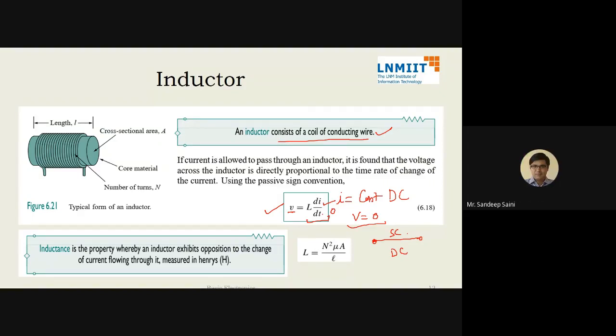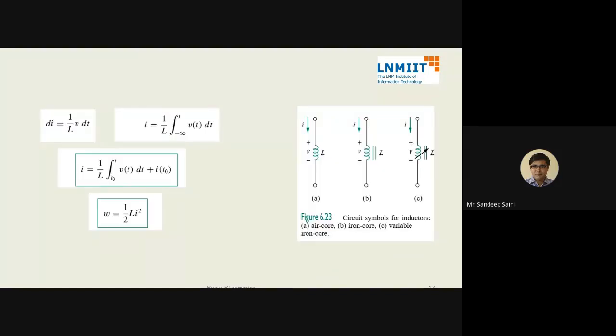After that, you can have different formulas which are already known to us, like the formula for inductance and the units of inductance. And I do the same thing. V is equal to L di by dt. If I do the integration, I is equal to 1 by L integration of V dt, and actually it should be plus the current at t naught. And the work done across the inductor is also 1 by 2 L i square.